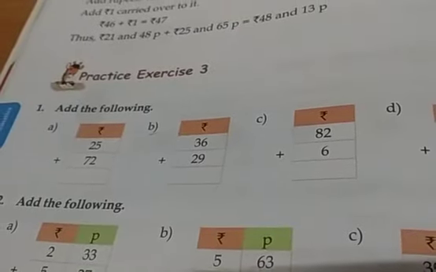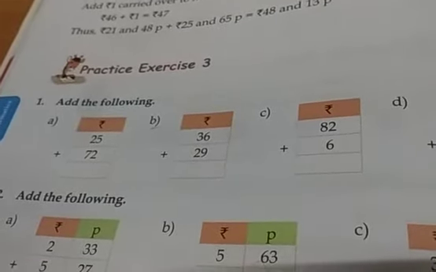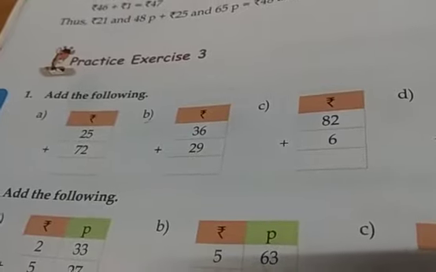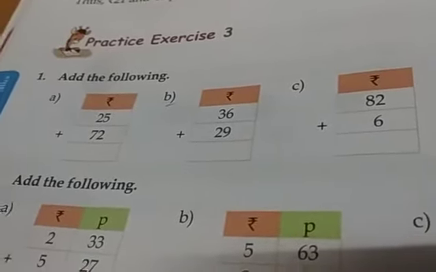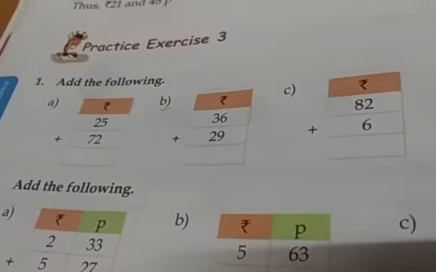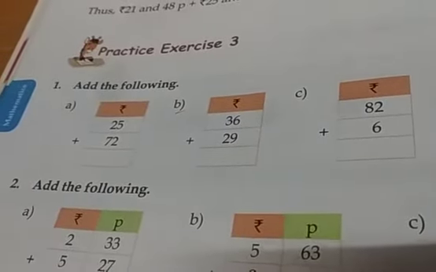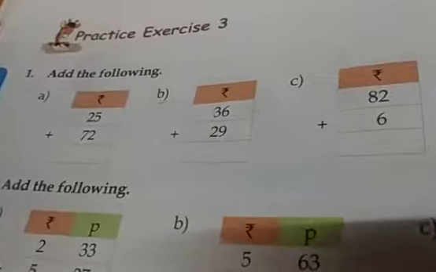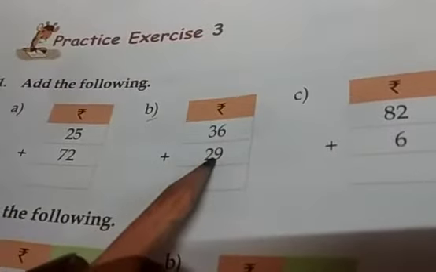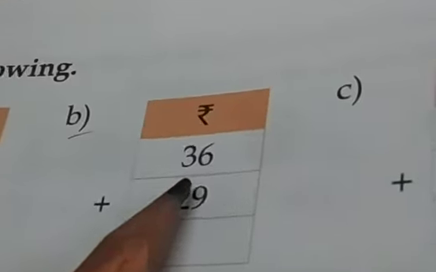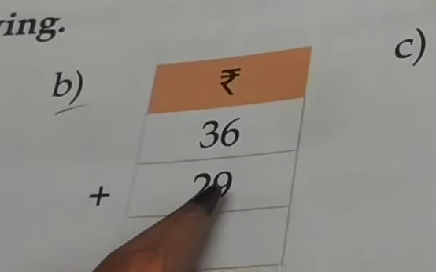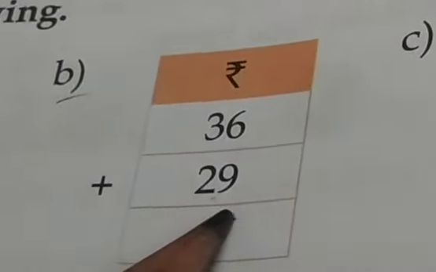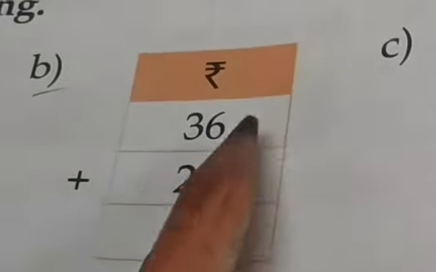Add the following. Already you know how to add, children. So these are sums with carry. When it comes to 2-digit numbers, you have to set the carry one. I will remind you once. Now 6 plus 9. Already you know the 2 methods: keep 6 in the mind, 9 on the fingers, and after 6 you count on your fingers. Another method is 6 plus 9.